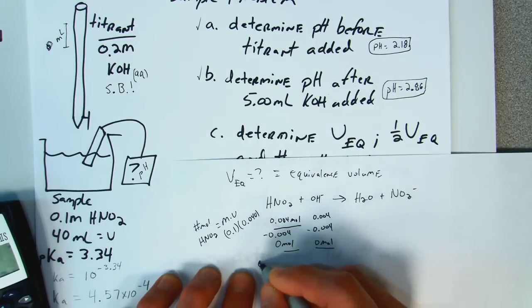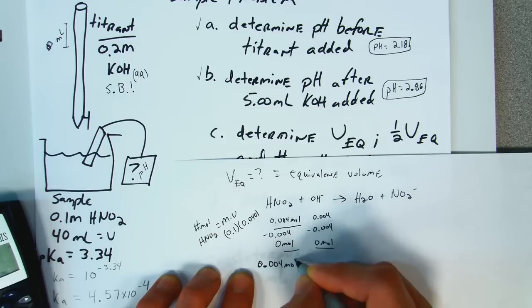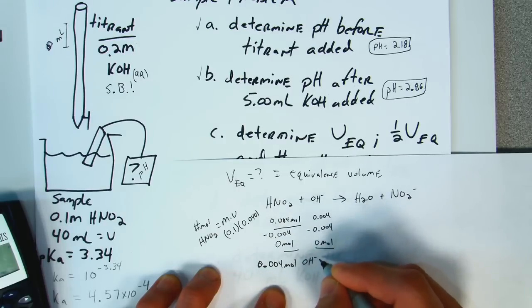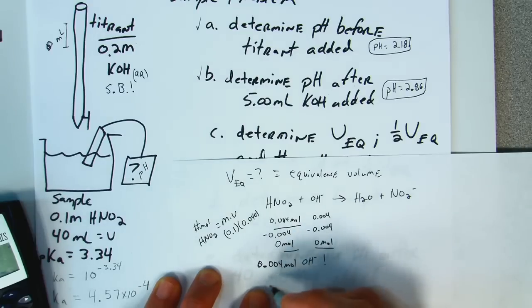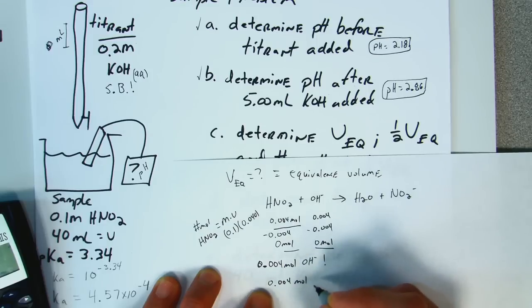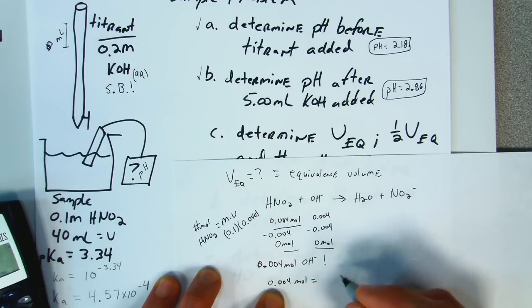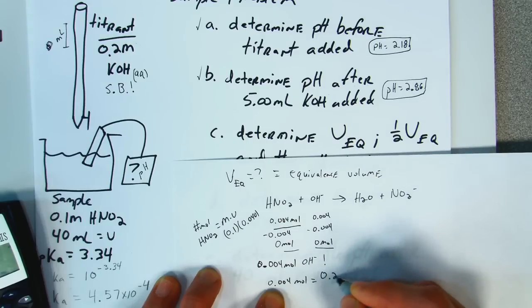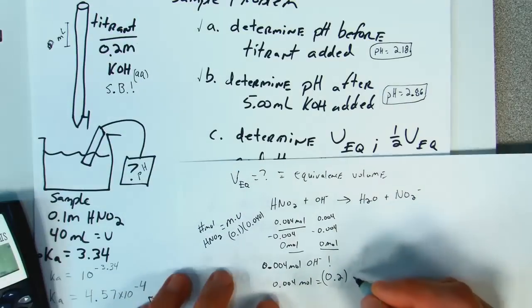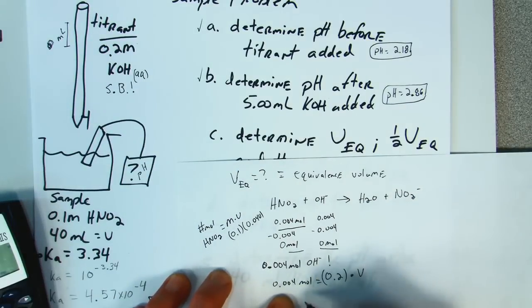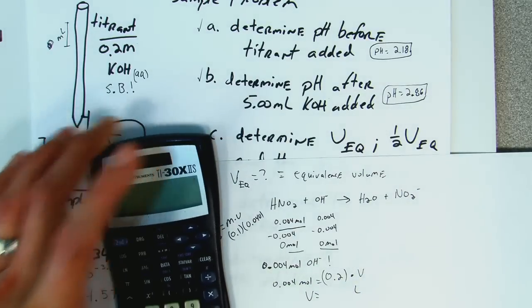So that basically means to reach the equivalence point, I need to add 0.004 moles of the hydroxide. That's what I need, okay? So if I need 0.004 mole, and I know my molarity of my titrant is 0.2 from the problem, because I was told that in the problem, right? I can basically rearrange and solve for V, the volume necessary.